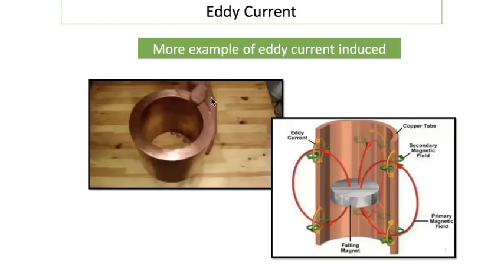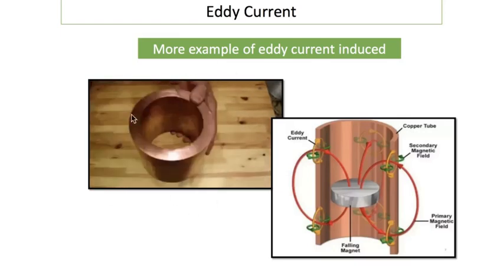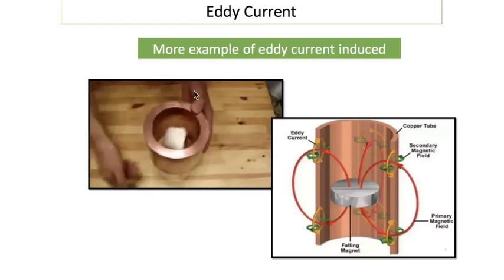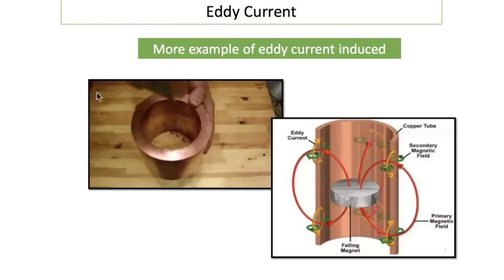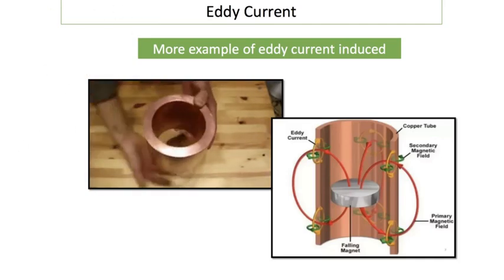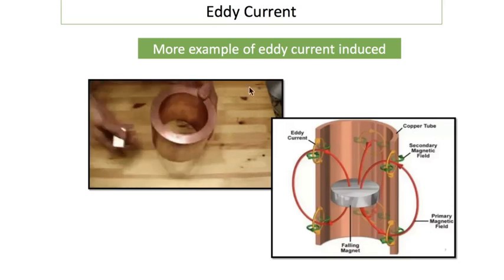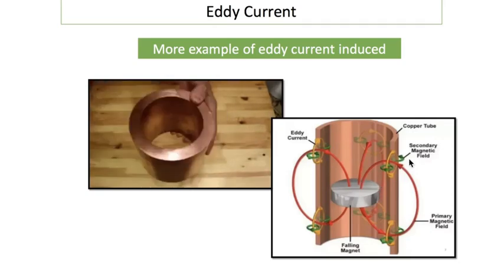I assume that all of you have watched me playing the steel ball at the magnet. So, what is eddy current? Eddy current is created because there's a change in the magnetic flux. In this diagram, we can see how the eddy currents are formed.